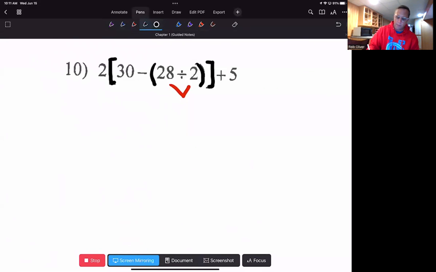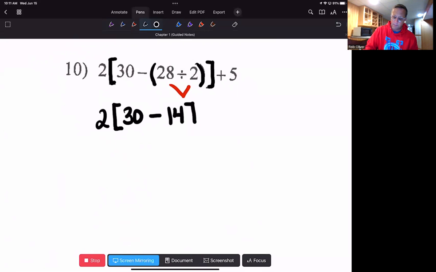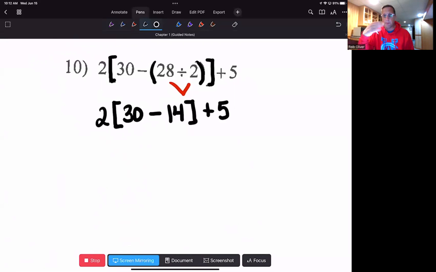And everything else, I'm just going to drop down and keep it written the same way, just so that it doesn't get confusing. So you got 2, and then 30 minus, and then 28 divided by 2 is 14. And I don't need the parentheses anymore because we cleared them out. And then I'll drop down the +5. Make sure when you are rewriting the problem, you're rewriting it in the same order. A common mistake with order of operations is that sometimes people mess with the order. They put the numbers in a different spot from where they were before. You want to maintain the order of the problem the way it was.